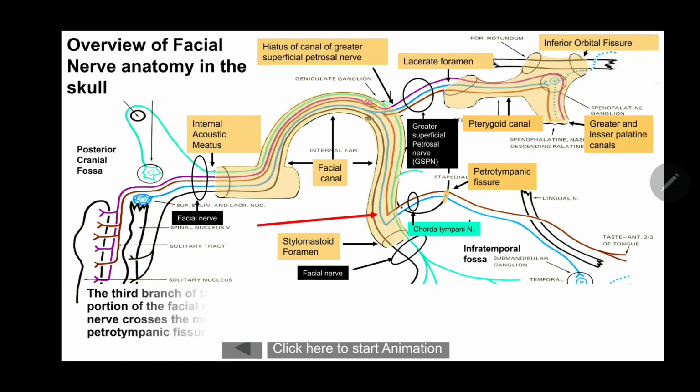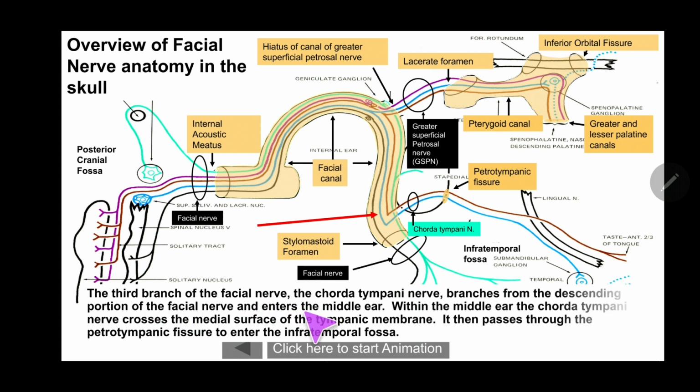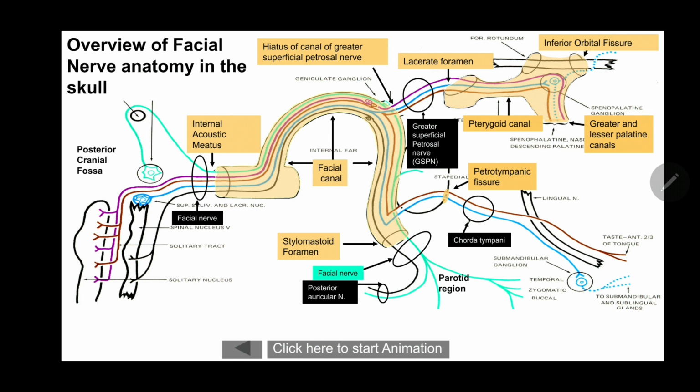Now you're seeing the third branch of the facial nerve, the chorda tympani nerve, which branches from the descending portion of the facial nerve and enters the middle ear. Within the middle ear, the chorda tympani nerve crosses the medial surface of the tympanic membrane. It then passes through the petrotympanic fissure to enter the infratemporal fossa. All details I have mentioned.